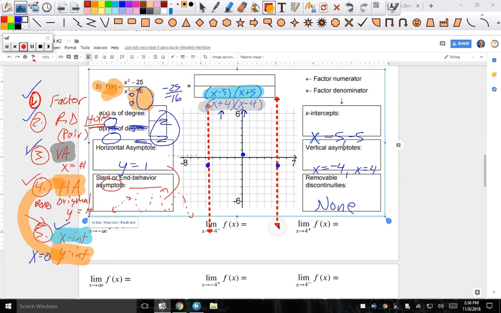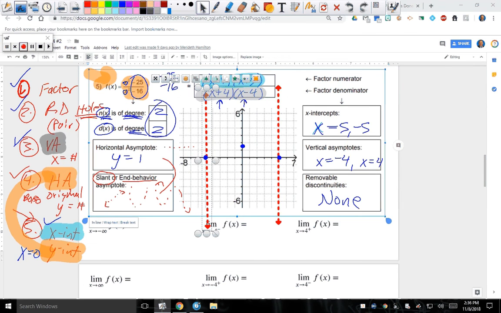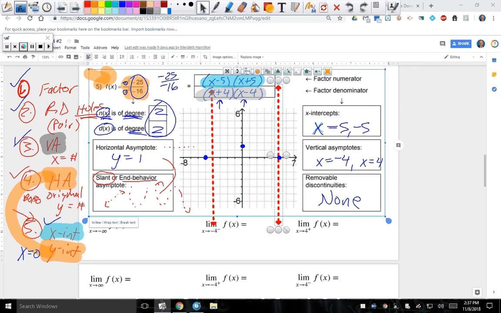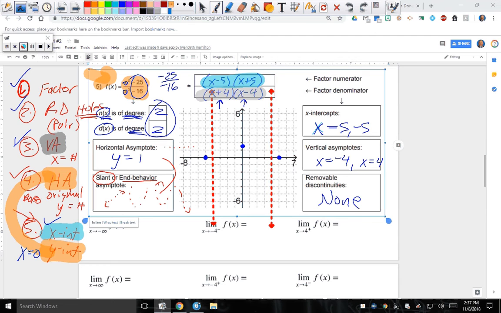I'm going to have to move these a little bit after this shifts. Okay, so x is equal to, oh my bad, 4, negative 4. So there's negative 4, and this one is at positive 4. Alright, what else do I need to graph that I haven't graphed yet?